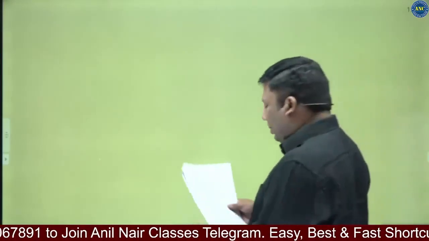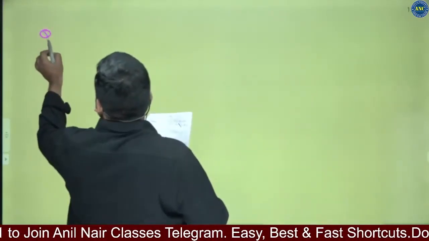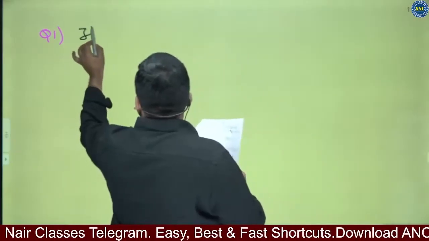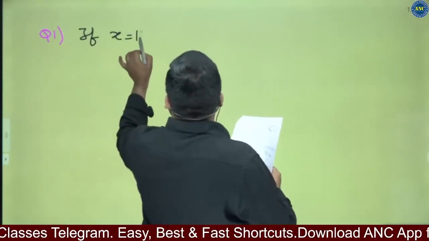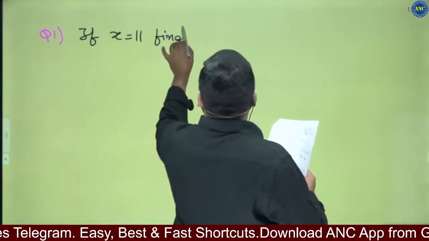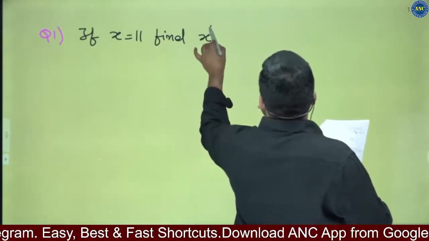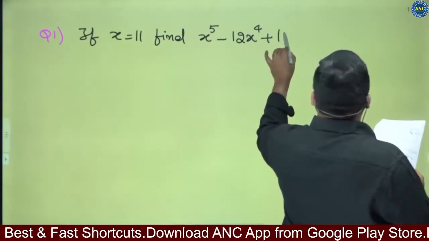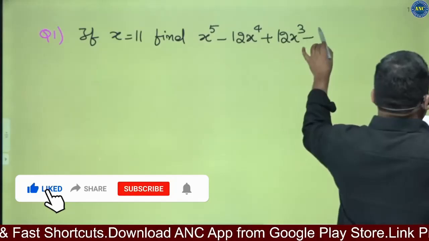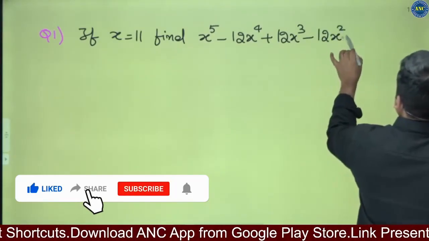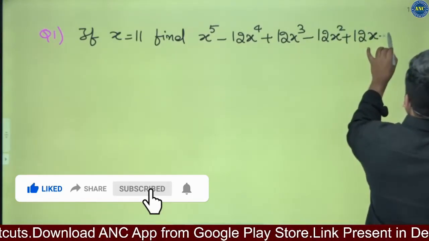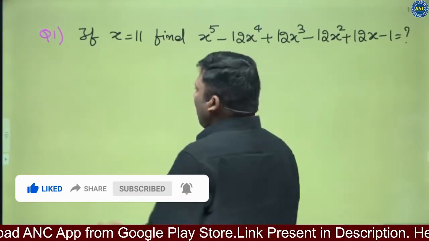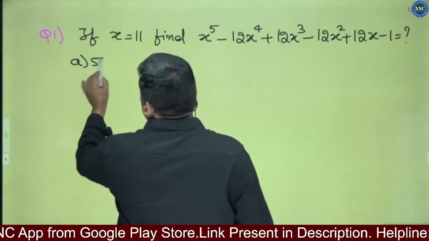Question 1. If x equivalent to 11, find x power 5 minus 12x power 4 plus 12x cube minus 12x square plus 12x minus 1. This is a very simple question. Only thing you have to understand is the root cause of a problem. Options are 5, 9, 10, 0.